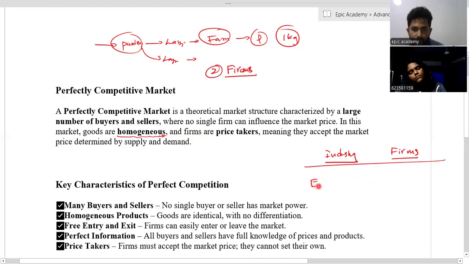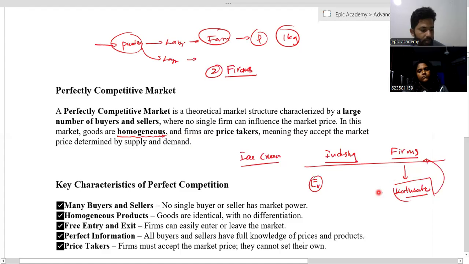Just consider the ice cream in Sri Lanka. Okay, Kotmale. Kotmale is one of the firms identified as a producer for ice cream. One firm. So what are the other things? Kotmale, Elephant House, Highland, Alaris, many others.